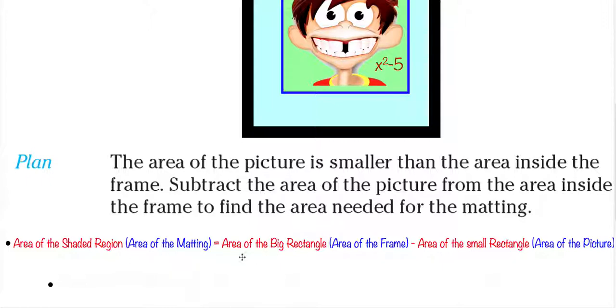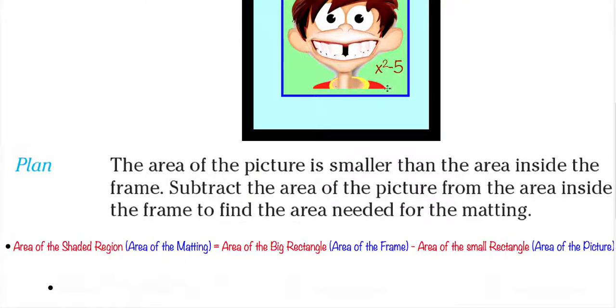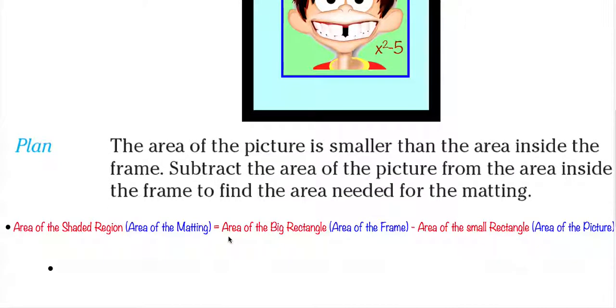And how do we find that? We find the area of the big rectangle, which is the area of the frame, minus the area of the small rectangle, which is the area of the picture. This is the area of the picture. This is the area of the frame. So that is our plan. To be able to find the area of the matting, we need to get the area of the frame and subtract the area of the picture.